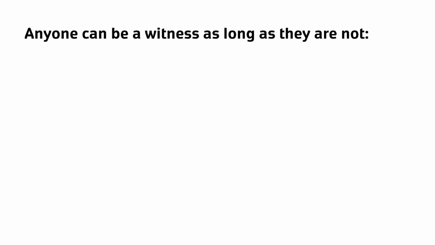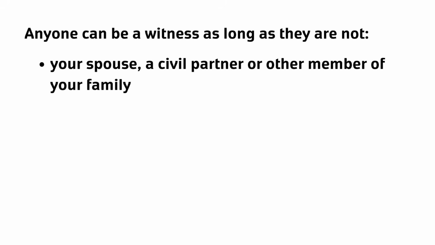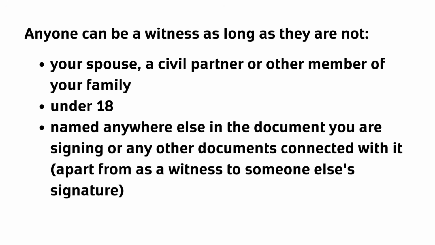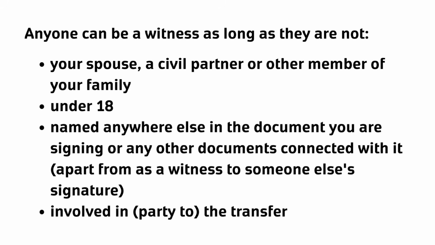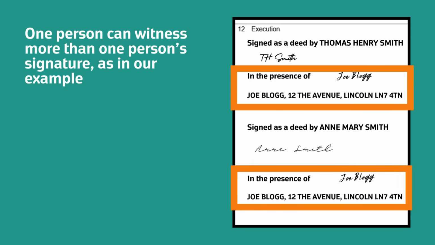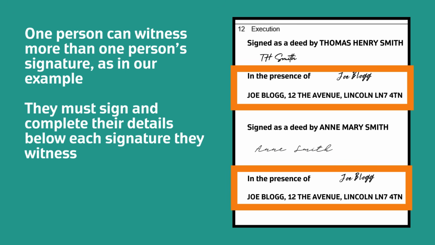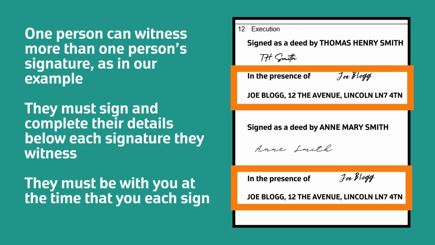Anyone can be a witness as long as they are not your spouse, a civil partner or other member of your family, under 18, named anywhere else in the document you are signing, or any other documents connected with it apart from as a witness to someone else's signature, involved in, party to, the transfer. One person can witness more than one signature, as in our example, but they must sign and complete the details below every signature they witness. They must also be with each person as they sign.